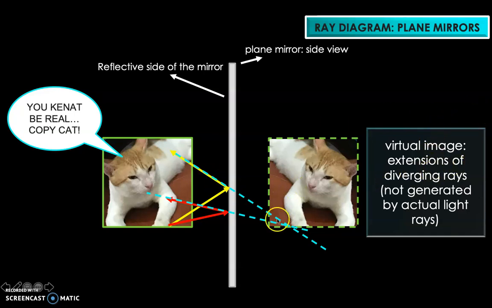Those are just extensions of the diverging rays. They're not generated by actual light rays, and it's not something you can cast or project on a screen because there are no light rays there. This image is only in the mind, okay? So the opposite of virtual image is real image, and we're gonna talk more about that in another video.